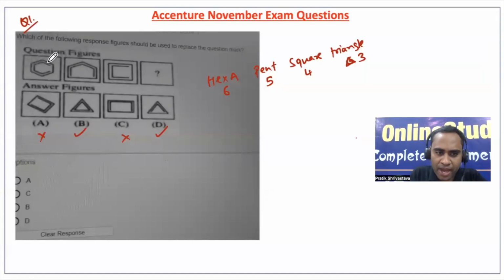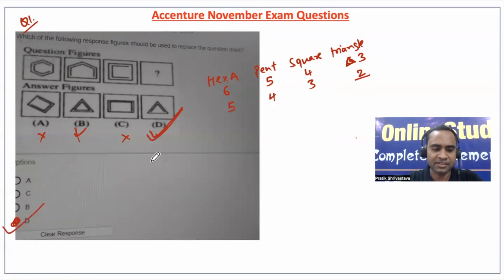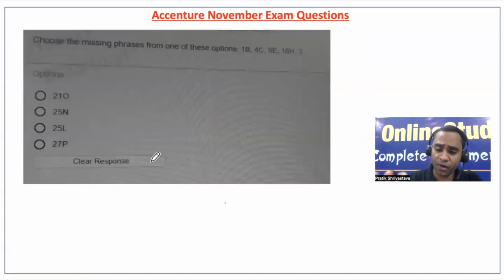Now once again we'll try to analyze. The hexagon has an inside figure with 1 side less, so it has 5 sides. Then the pentagon has an inside figure with 1 side less. The square has a figure inside with 1 side less. The triangle definitely has 1 side less. So option D will be the correct answer, not B. You have to mark this answer for this question. Friends, the question is simple. The only thing required is practice.